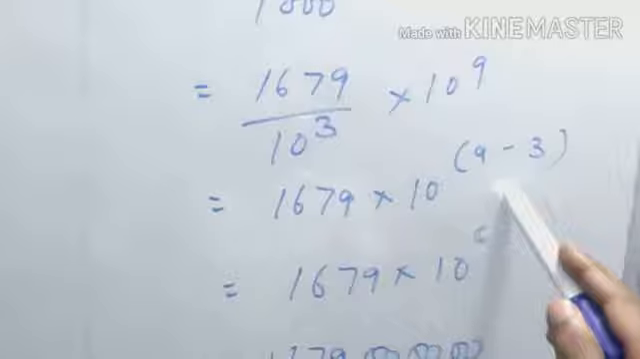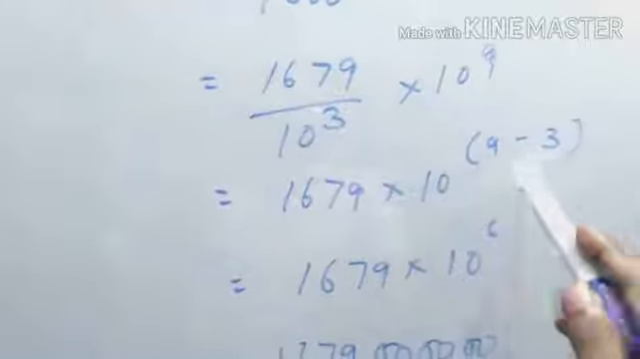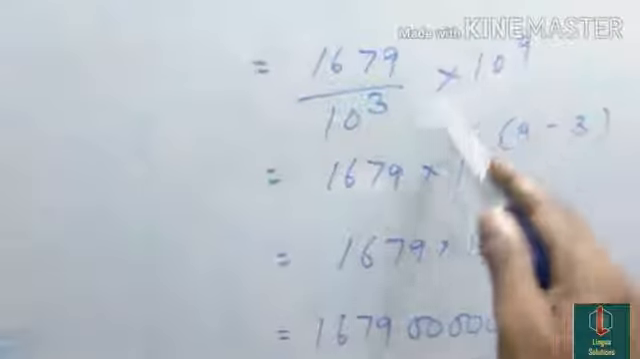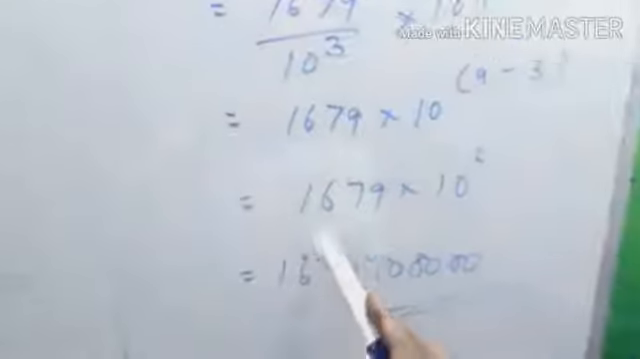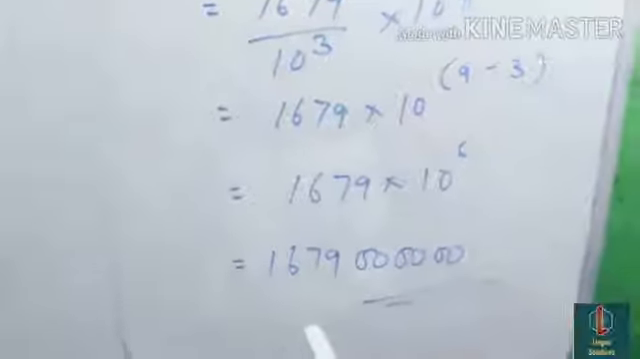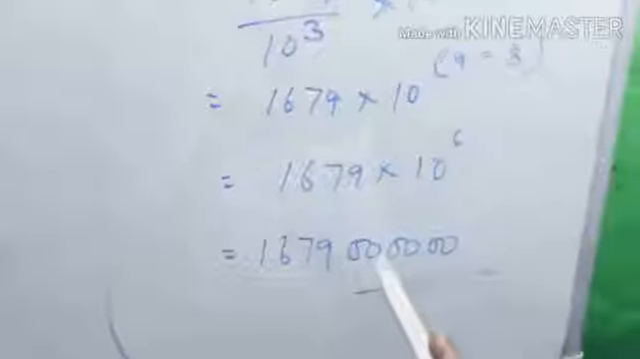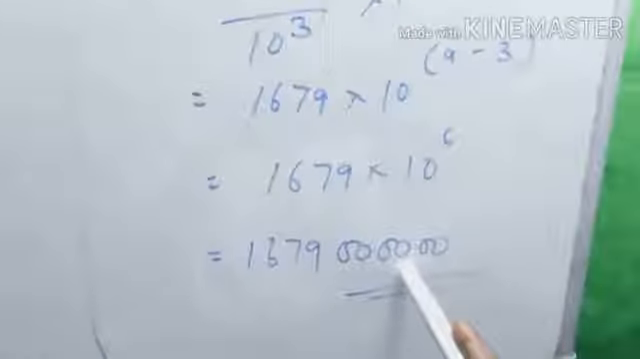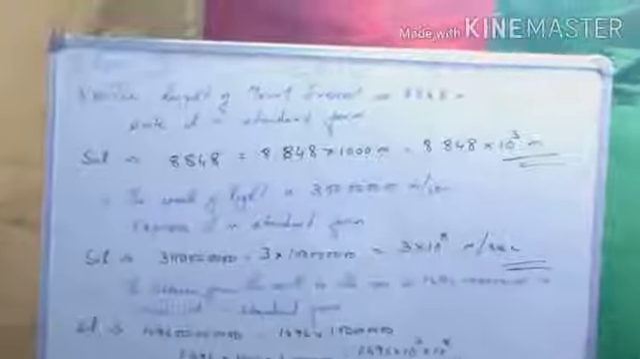1679 into 10 to the power 9 minus 3, because we have to divide, is equal to 1679 into 10 to the power 6, which is 1679 followed by six zeros. This is the answer. Come to the next question.